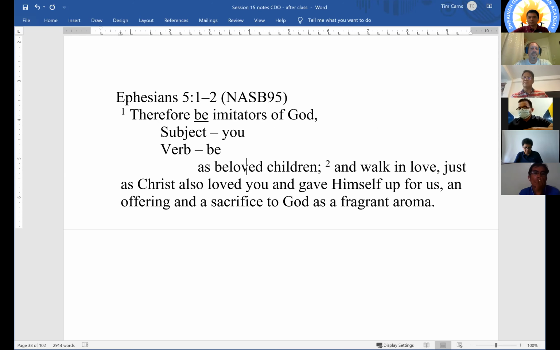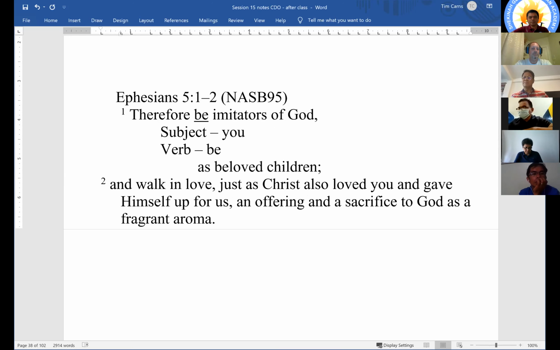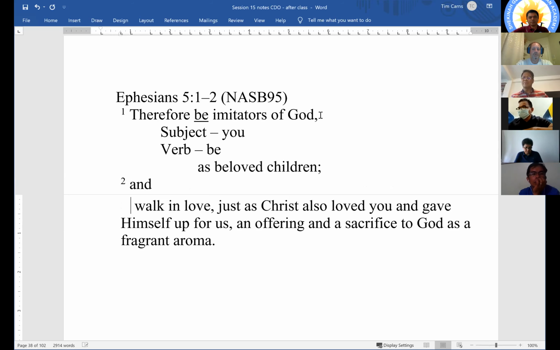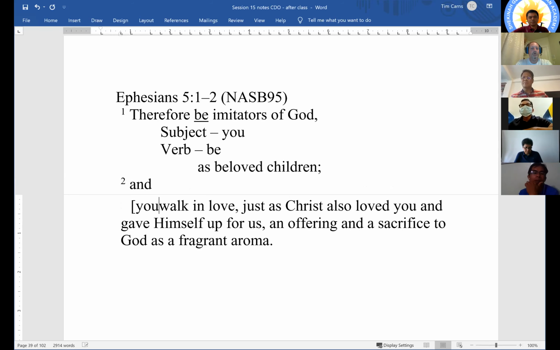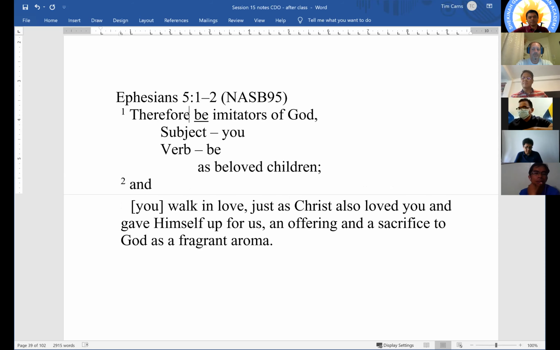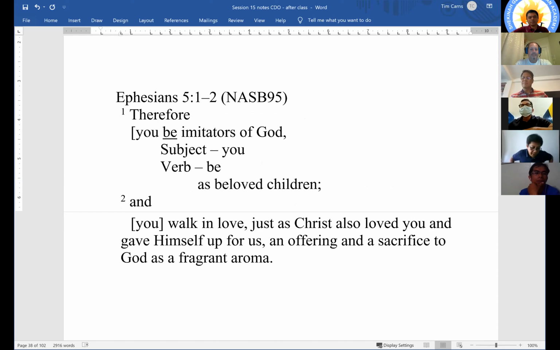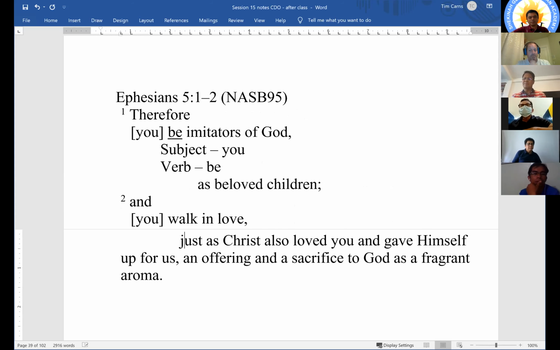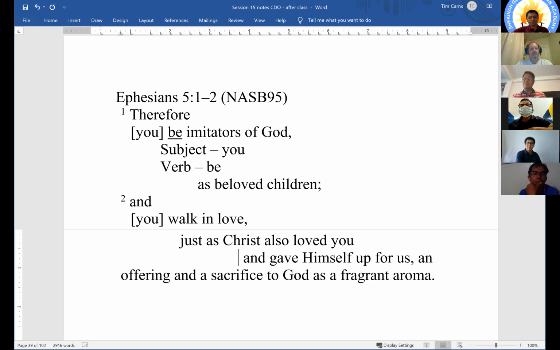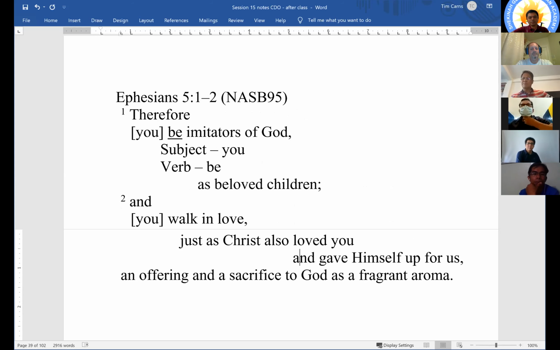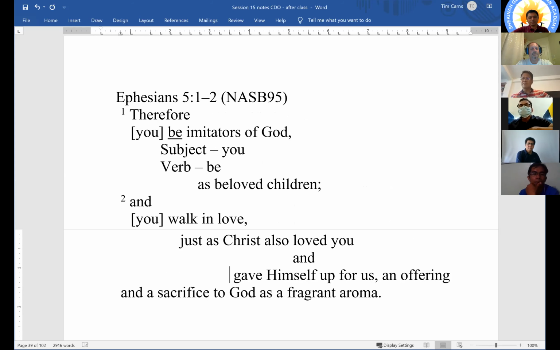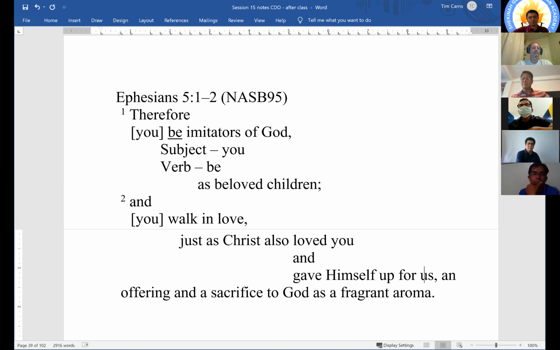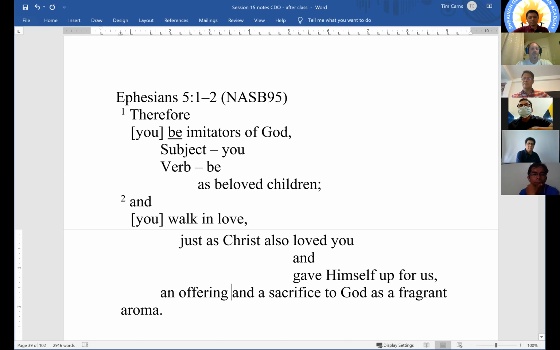But notice there's a second main sentence here. Again, the implied subject is you: you walk in love. So here's how I would diagram it. You be imitators and you walk in love. How? Just as Christ also loved you, or the reason, just as Christ loved you. And Christ gave himself up for us. So all of these other things are modifiers.